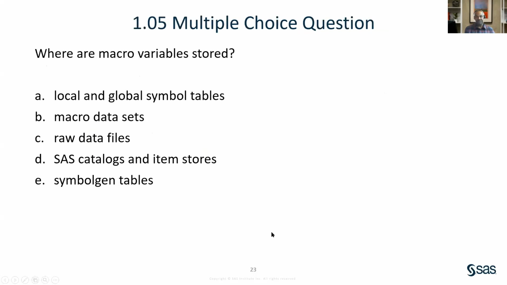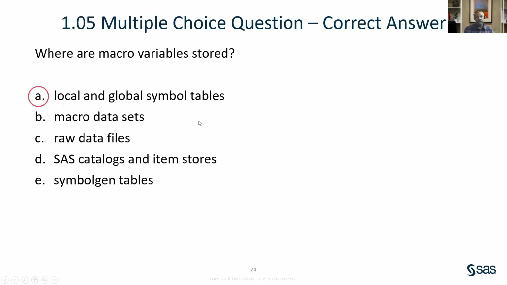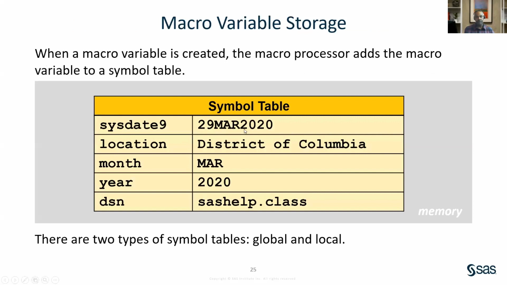Here's another poll question for you. Where are macro variables stored? There are two places you can store a macro variable: in a local symbol table or a global symbol table. So it depends on where you define your macro variable or variables. Local or global symbol table.